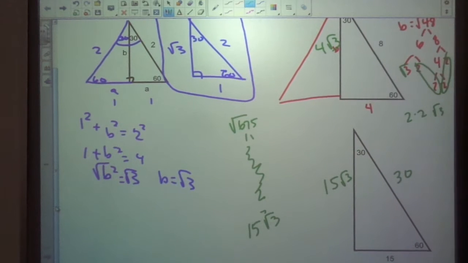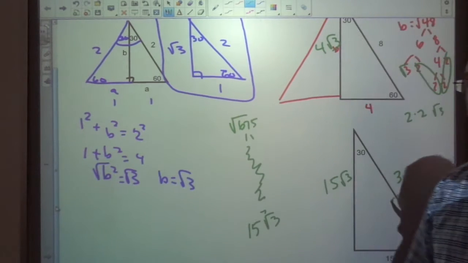I care about you looking at the pattern. Do you see the pattern we have here? From the short leg to the hypotenuse, it is doubled. From the short leg to the long leg, we just multiply by square root of 3. 4 square roots of 3. 1 square root of 3.